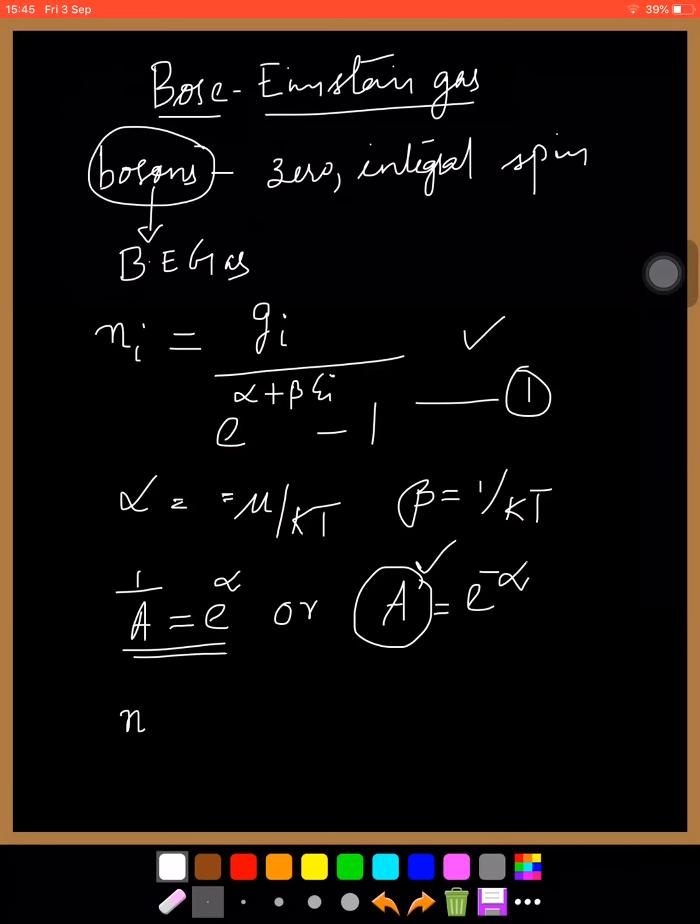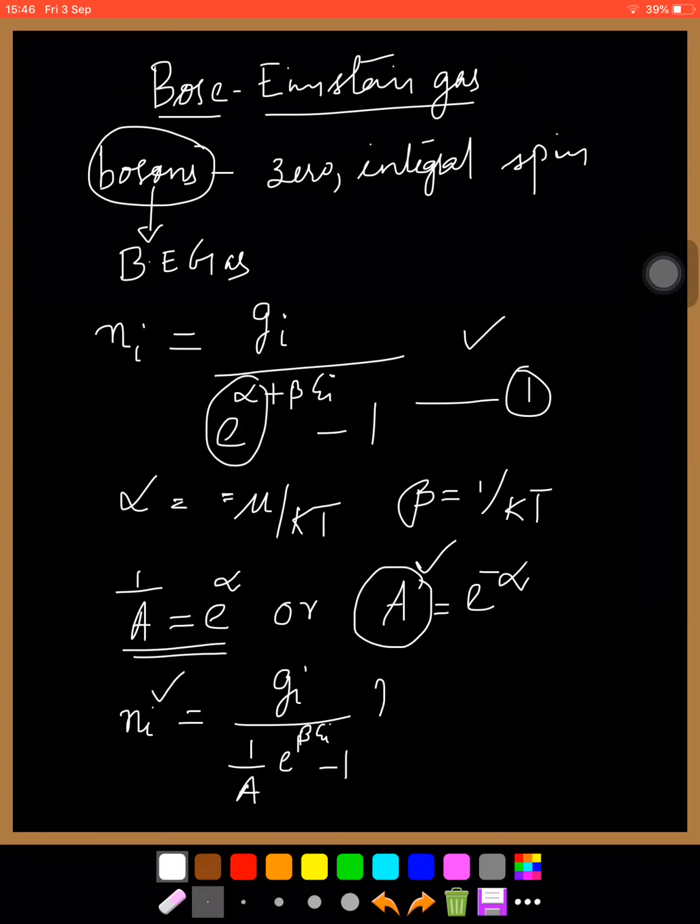Then Ni, we write this in terms of capital A: gi by e raised to alpha, e raised to alpha is 1 by A, that is gi by (1 by A e raised to beta Ei minus 1). And since Ni is a number, it should be positive. Positive means it should be greater than 0. The minimum value is 0, and otherwise it should be greater than 0. That is a condition for Ni being a number.